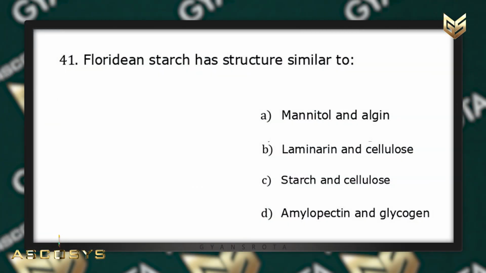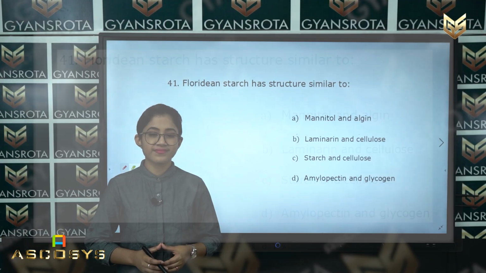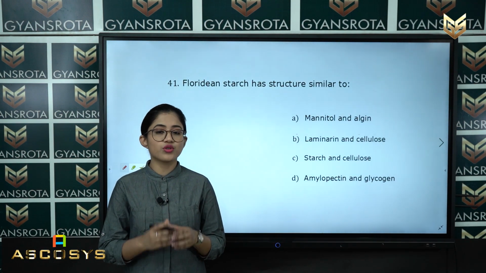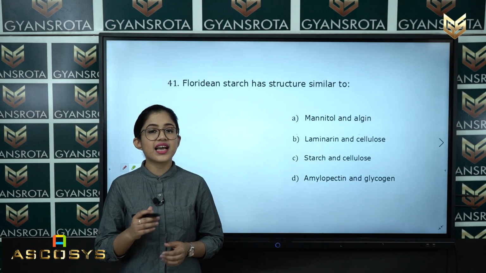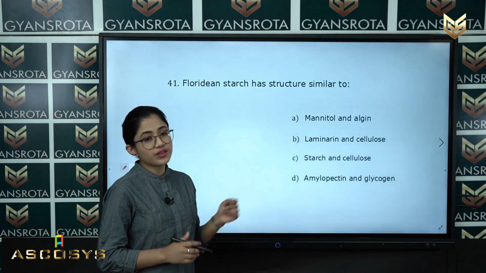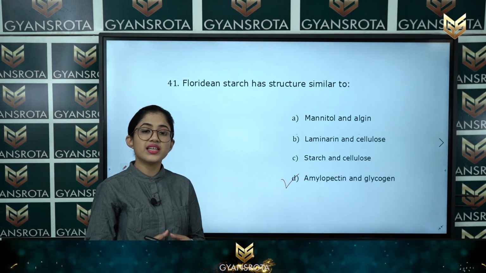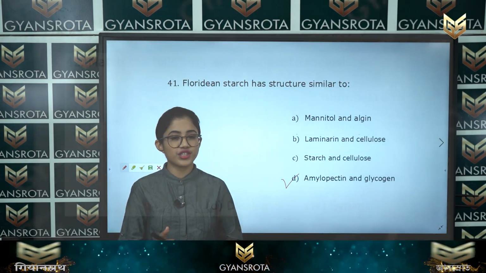Floridean starch has a structure similar to: option A, mannitol and algin, option B, laminarin and cellulose, option C, starch and cellulose, and option D, amylopectin and glycogen. So, student, Floridean starch has a structure which is similar to amylopectin and glycogen. So, among these four options, option D is the correct one. Now, let us see the next question, that is question number 42.